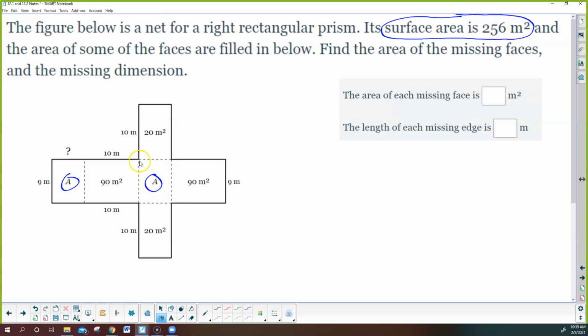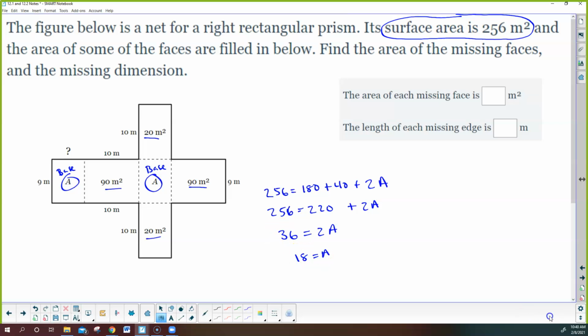But notice, if this was my base and I constructed it, this base here is the exact same thing as this base here. So if I took all of the areas and added them up, they would have to equal the surface area of 256. So I could do 90 plus 90 is 180, 20 plus 20 is 40, and then A plus A is 2A. And you could solve this very quickly. Let's see, what is that? 220? Subtract 220, divide by 2. So that tells me that each one of these areas has to be 18 meters square. And that's the first part.